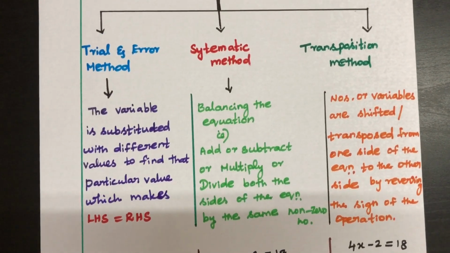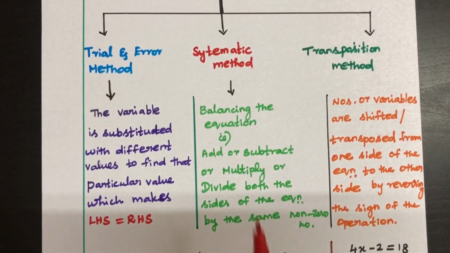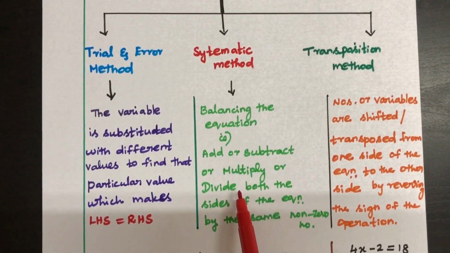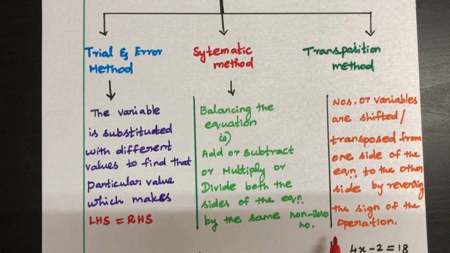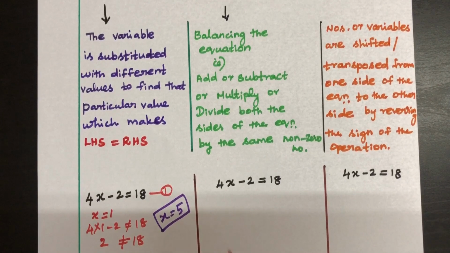Next one is systematic method. Balancing the equation, that is add or subtract or multiply or divide both the sides of the equation by the same non-zero number. That is called a systematic method. We can do whatever we want. If you want to add or subtract or multiply or divide, but do it for both the sides to balance the equation. Then it is easy to find the value.